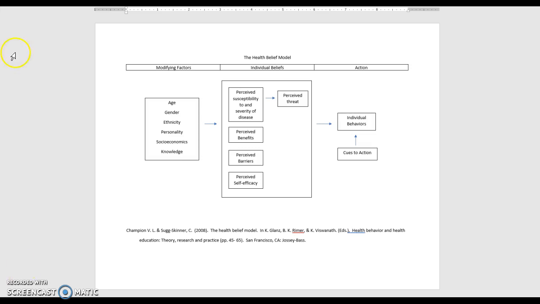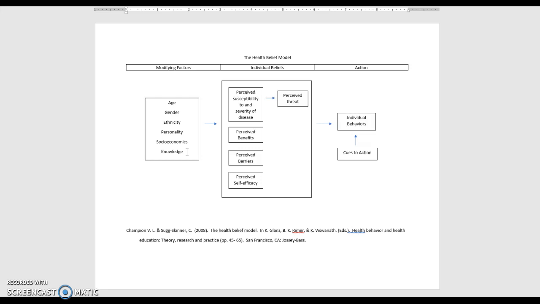So if you notice here, we have our modifying factors. These are not to be confused with modifiable factors, but these are factors that really come into play when we start thinking about disease and disease prevention. So the modifying factors of age, gender, ethnicity, personality, socioeconomics, and knowledge all really come together and define individual behaviors.